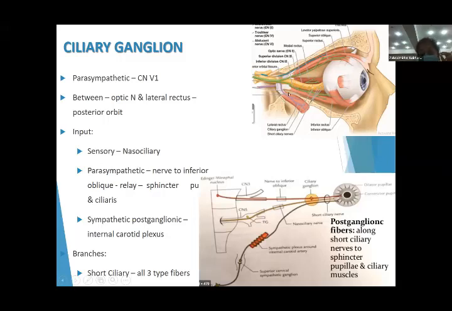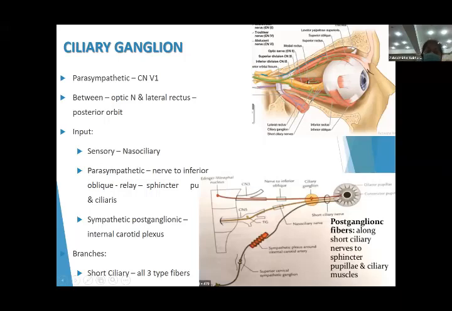Here it has been artificially separated out. So lateral rectus is lying like this. This ciliary ganglion is lying between the optic nerve and the lateral rectus muscle. It is present in the posterior part of the orbit.